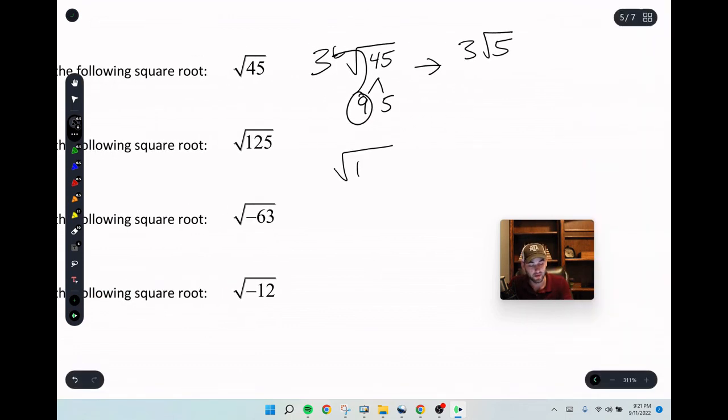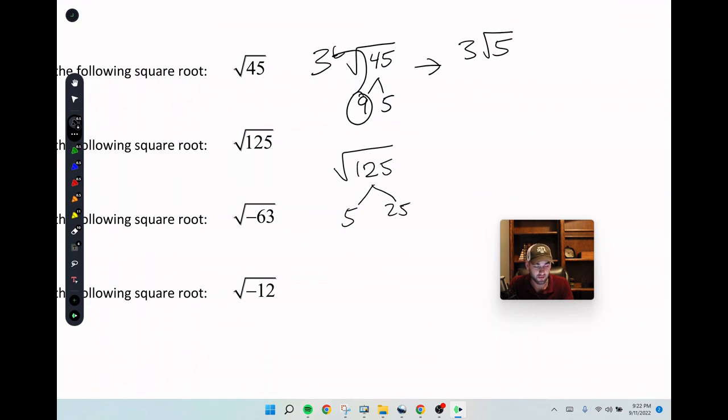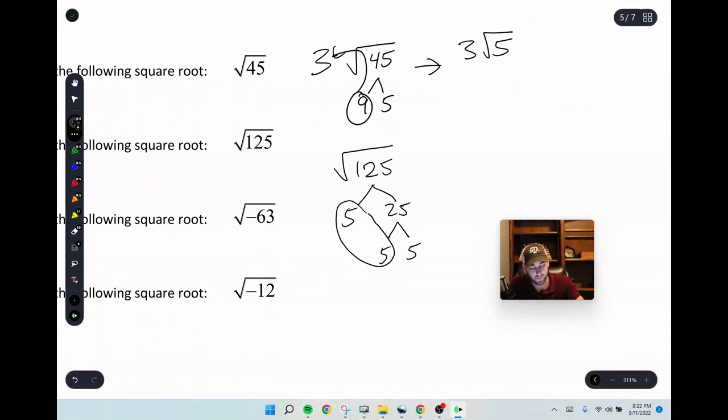square root of 125, I'm going to break it down and say, I know it goes into 5. Well, how many times does it go into 5? 25. And then I'm going to break it down again. I'm going to say 5 times 5. Holy moly, there's all these 5s, right? Well, 2 of them make a square, so we can pull it out, and we're left with 1 of them. So those 2 go away, and we're left with just 1 on the inside.